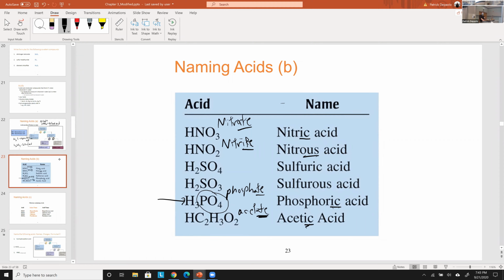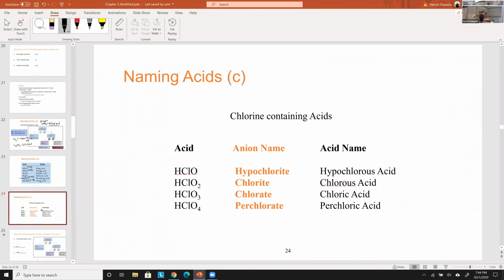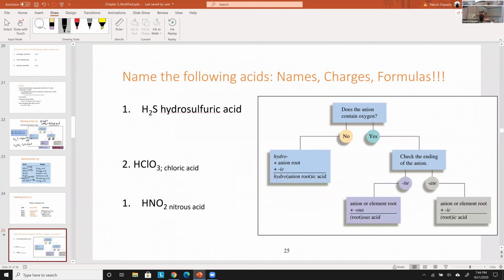So here are just some examples. These are very common ones that we see. Good? Not good? Okay, same thing applies for the chlorites and chlorates.